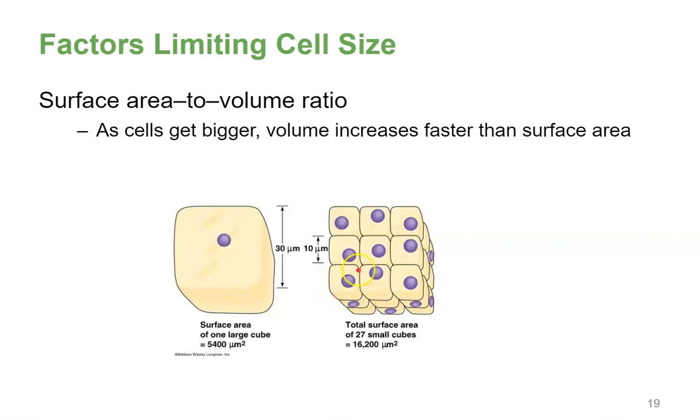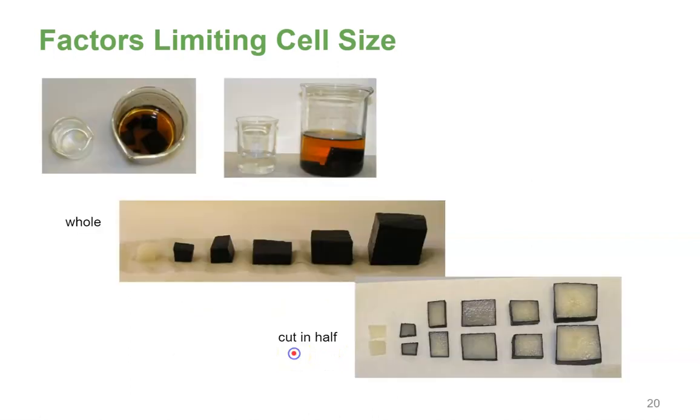Plus, they probably have a lot less to maintain versus this large cell. There's a lot more here for this one cell to maintain. So it's better that cells are small so that we can keep that surface area. Large cells likely won't survive. So here's a little experiment that we've done in the past.